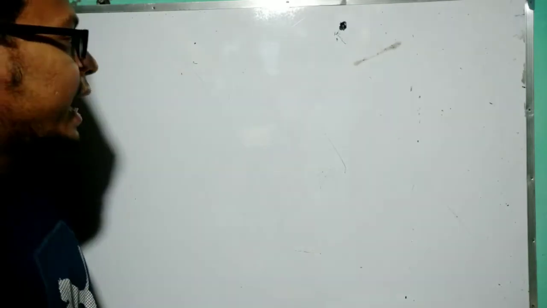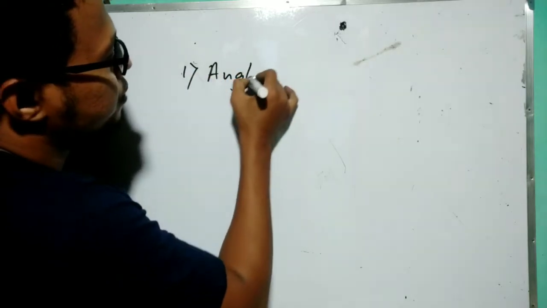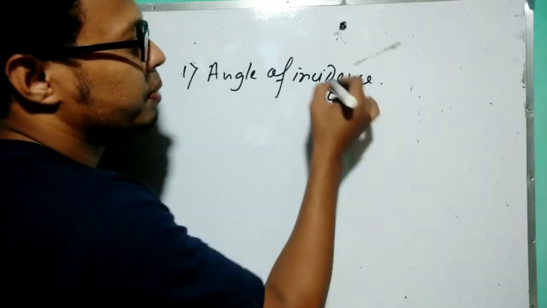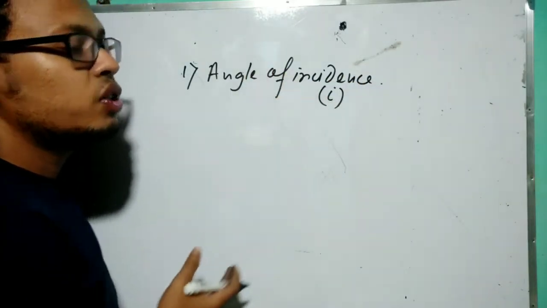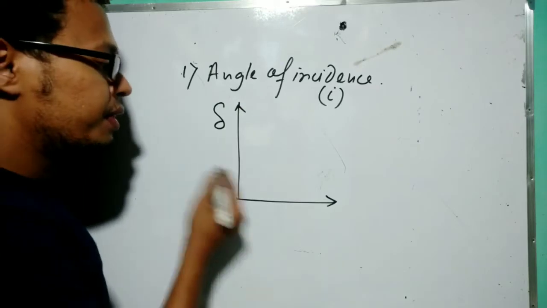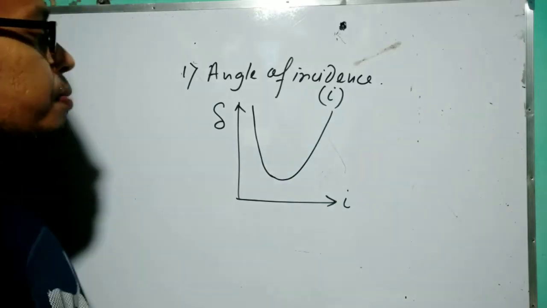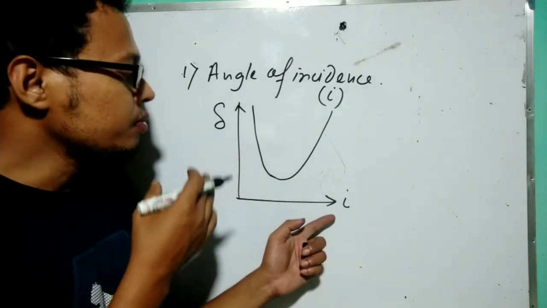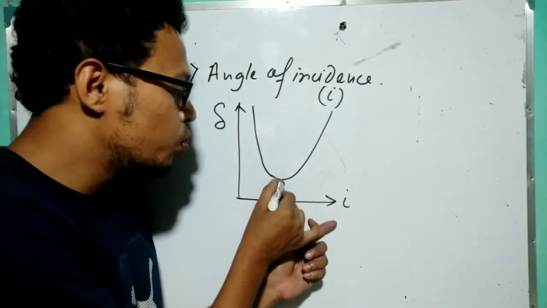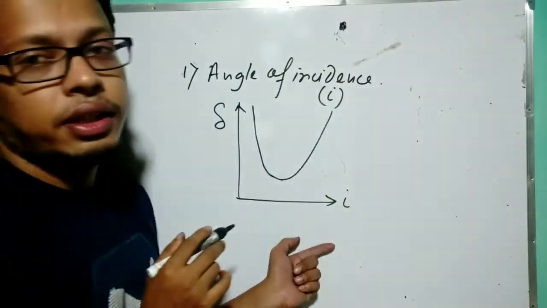This angle of deviation depends on 3 factors. First one is the angle of incidence, which is represented by i. Now how does the angle of deviation depend on the angle of incidence? See, one graph we have seen. This is delta, angle of deviation, versus angle of incidence. The graph comes like this: when the angle of incidence first increases, the angle of deviation decreases, and after a certain value, with further increase in angle of incidence, the angle of deviation increases again.